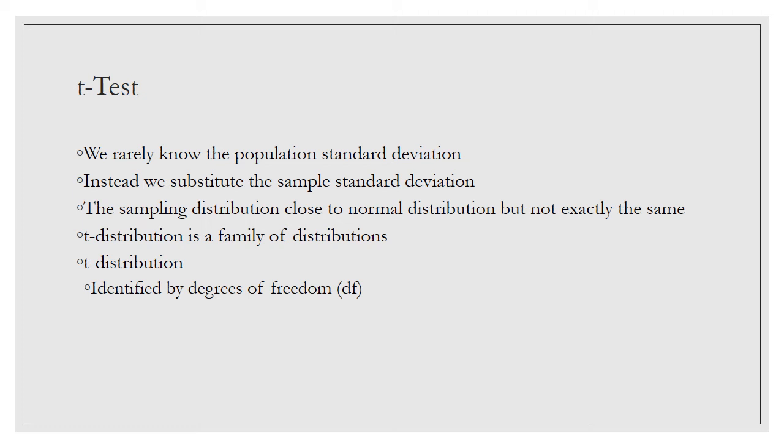We define it with what we call degrees of freedom. A t-distribution, technically there's an infinite number of them, but there's one for each degree of freedom. So let's just consider this. The t-test, we say, is a family of distributions, and it's defined by its degrees of freedom. Each t-distribution is determined by degrees of freedom.